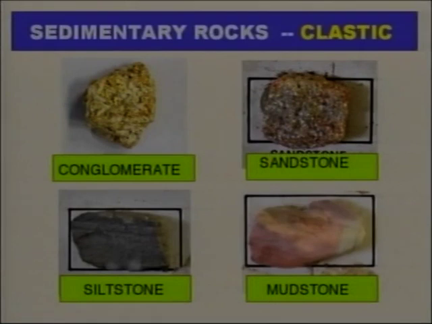Later on, in grade 12, when we look at different groupings of rocks, we are going to look at sedimentary rocks that are formed chemically under one group, organically under one group, and biologically under one group. But for now, we look at it generally. Clastic sedimentary rocks, for example conglomerate, sandstone, siltstone, and mudstone.